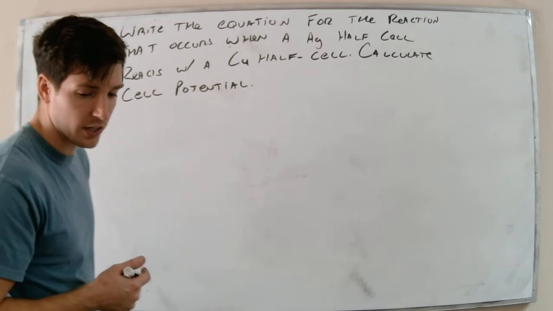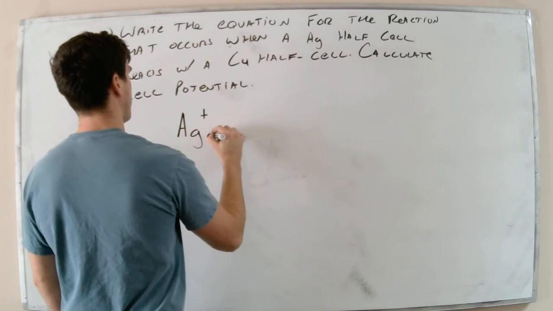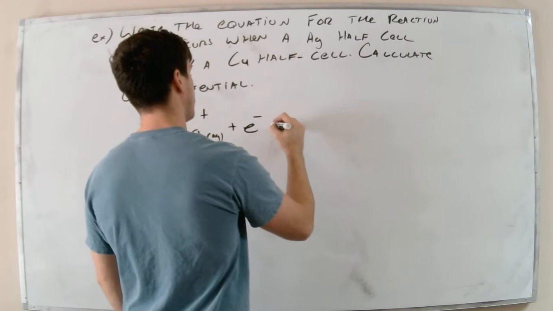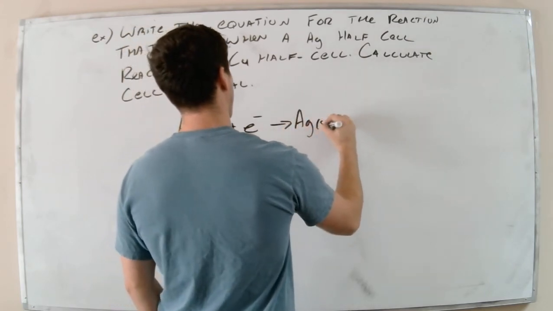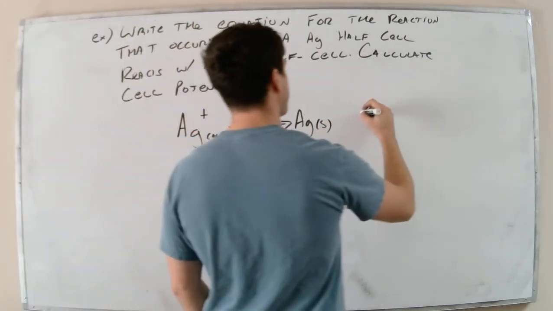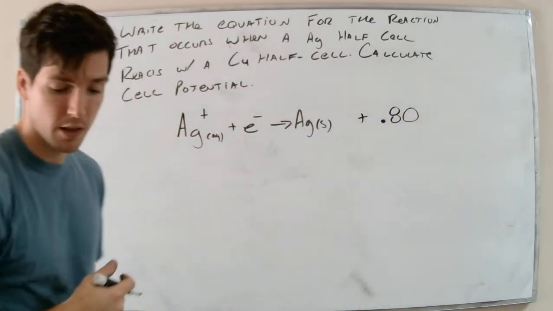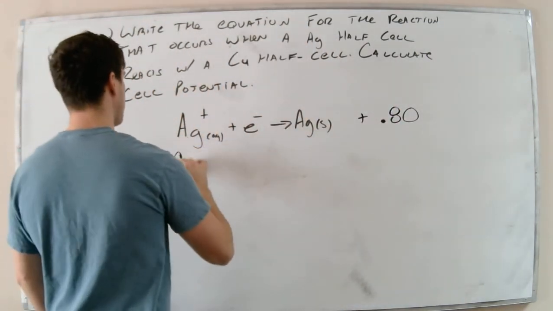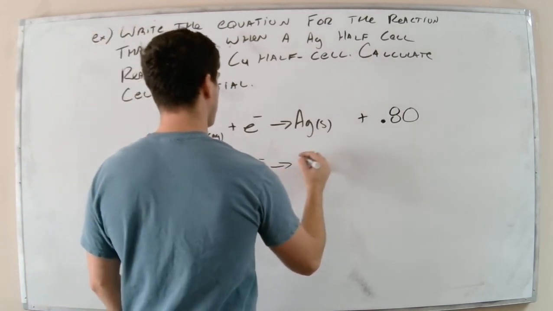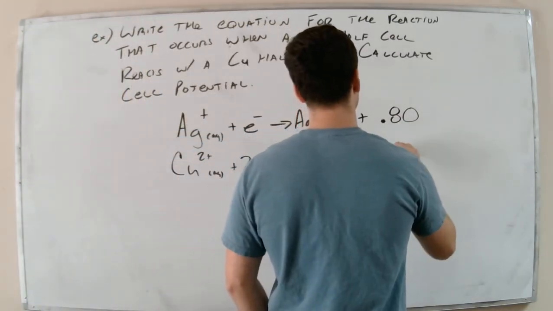So if I were to look at Ag's half cell reaction from the standard reduction potential worksheet, it is as such. Ag+ (aq) plus an electron becomes Ag solid, and it's got a cell potential of positive 0.80. Okay? And the next one is Cu2+ (aq). It's going to gain 2 electrons. We've dealt with this before. And it's Cu solid, and its cell potential is positive 0.34.